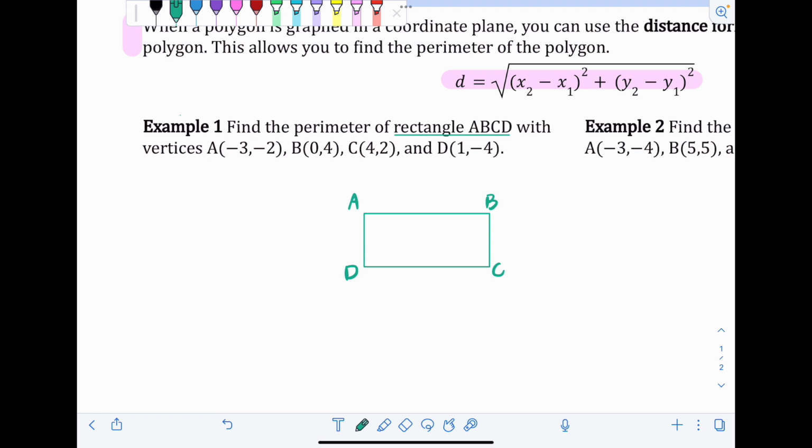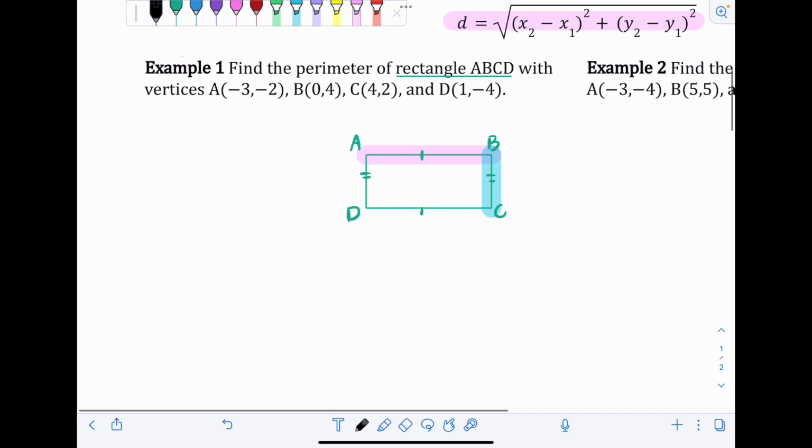If it's a rectangle, that means that these two sides are the same length and these two sides are the same length. So we don't have to find the length of all 4 sides. We just need to find either AB or CD, and then BC or AD. It doesn't matter which ones you pick. You just need to have one long side and one short side. Okay, so I'm going to find the distance of AB first.